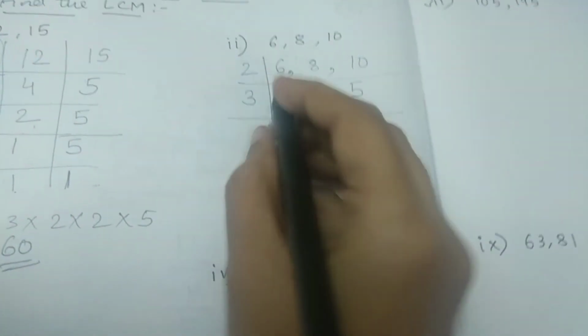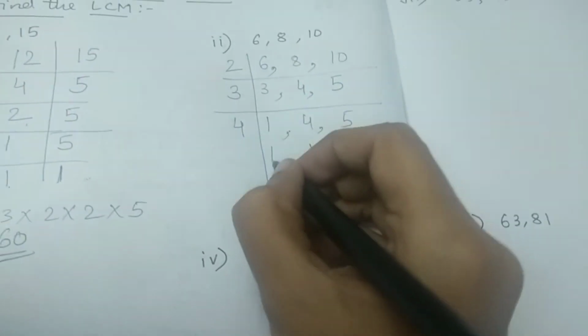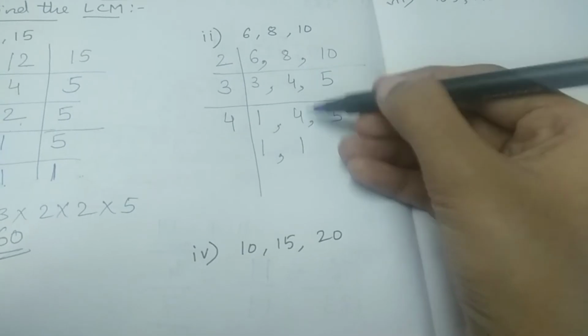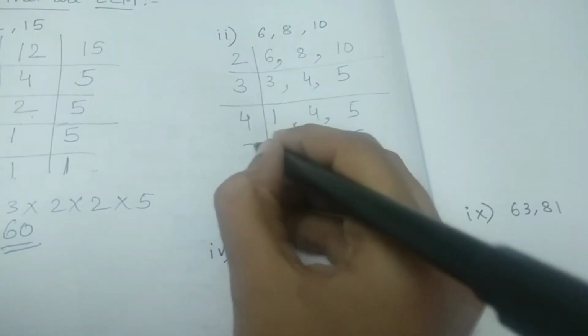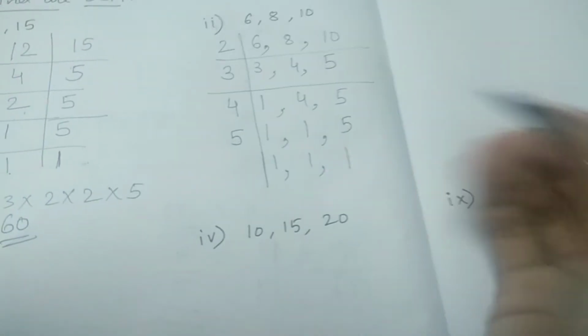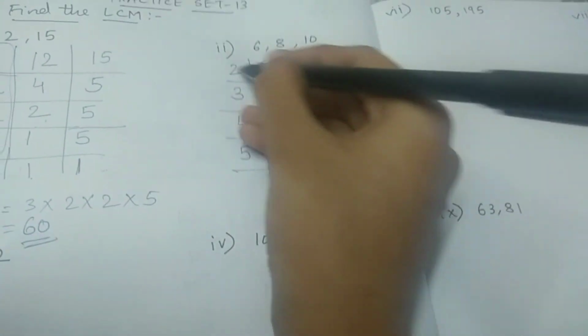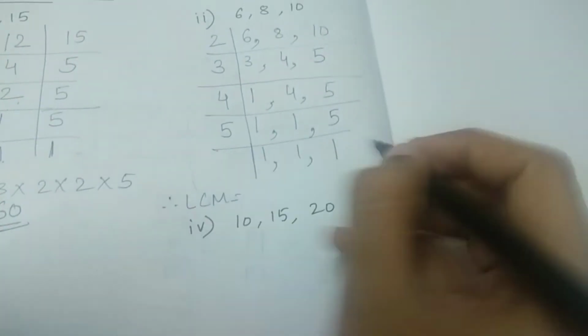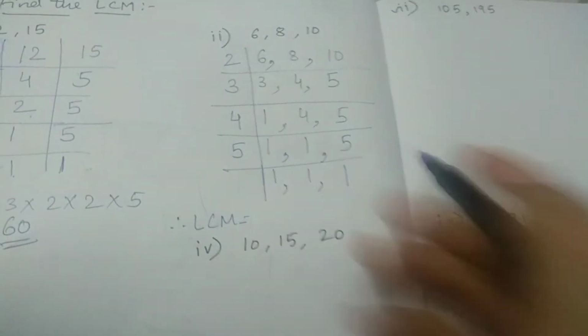Let's come on to 4. So I am writing here 4 1s are 4. We are carrying down 1 again, the way we carried 4 and 5 down. Now only 5 is remaining, so I am writing here 5. 5 1s are 5. See, now we got 1, 1, 1, which means our factorization is done. Therefore, the LCM is 2 into 3 into 4 into 5.